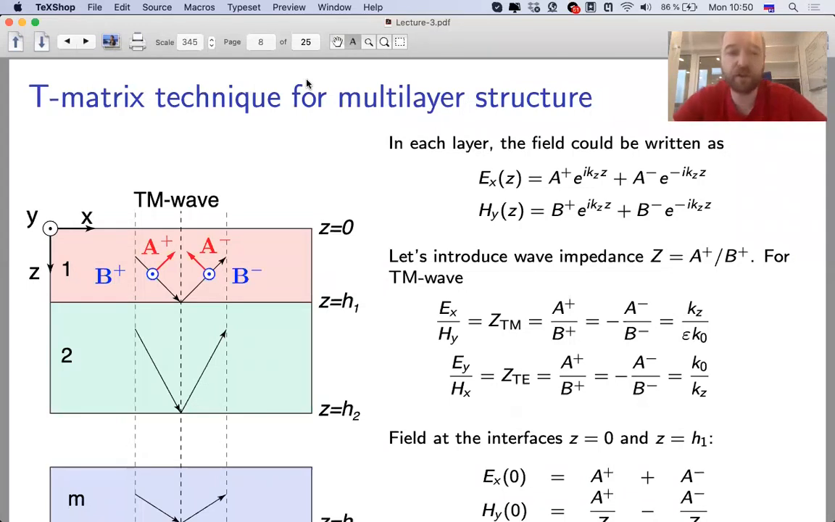Here I introduced the T-matrix method only for the planar case, yeah? But actually, what is a T-matrix? The T-matrix is a matrix which provides a connection between the amplitudes of the tangential field at one interface and the amplitudes of the tangential field at another interface. In this case, these are planar interfaces, so the T-matrix will connect the fields at the interfaces z equal to zero and z equal to h1. But in principle, it could be spherical or cylindrical, it doesn't matter. In that case, we will deal with cylindrical or spherical waves, and it will provide a connection of amplitudes for spherical or cylindrical waves.